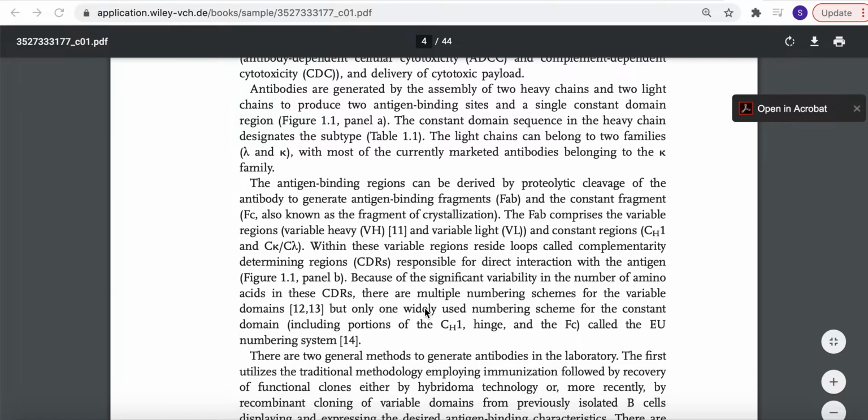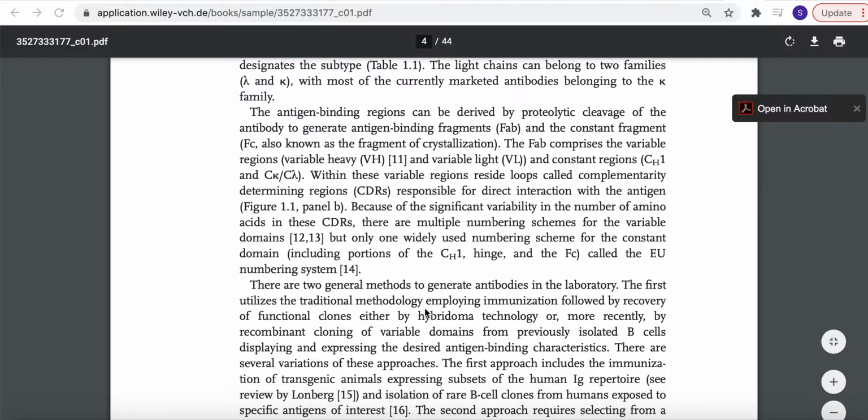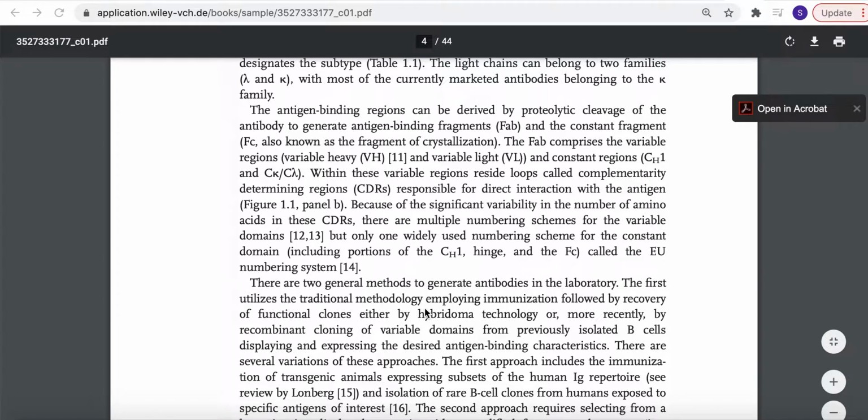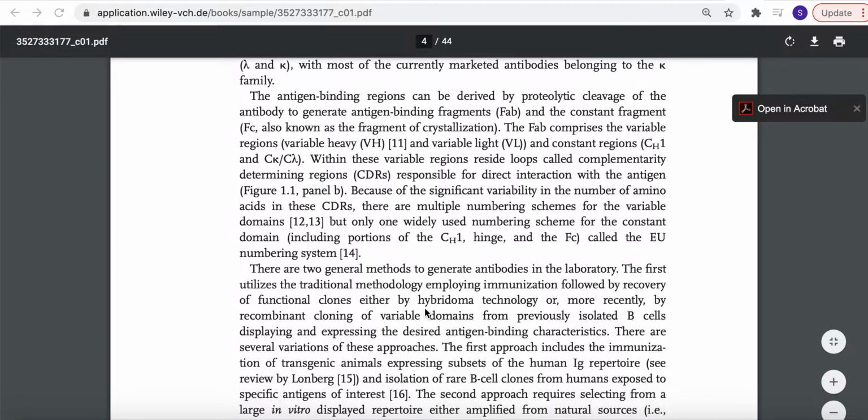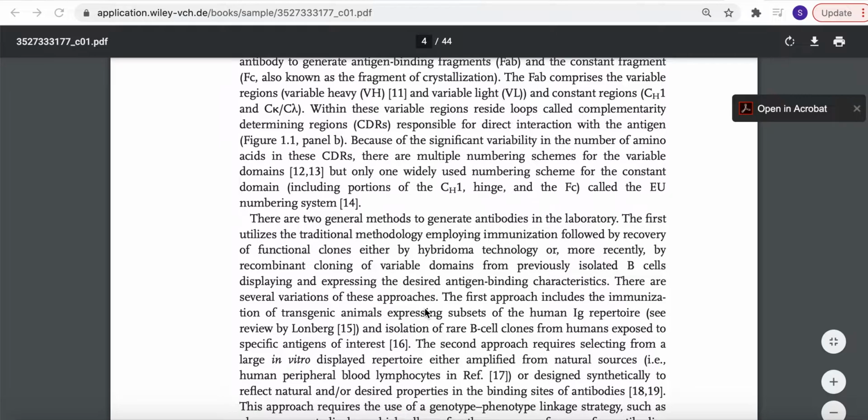The antigen binding regions can be derived by proteolytic cleavage of the antibody to generate antigen binding fragment and the constant fragment. The Fab comprises the variable region. Employing immunization followed by recovery of functional clones, either by hybridoma technology or more recently by recombinant cloning of variable domain from previously isolated B cells, displaying and expressing the desired antigen binding characteristic.